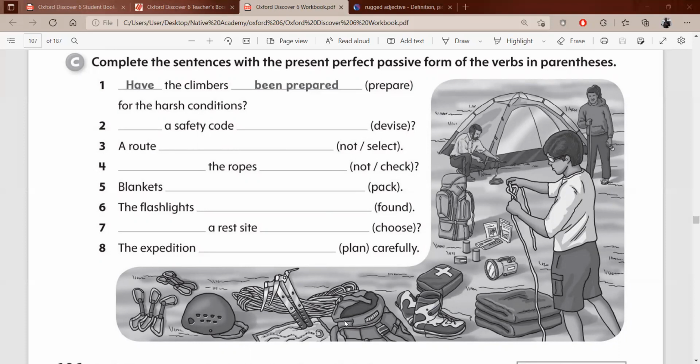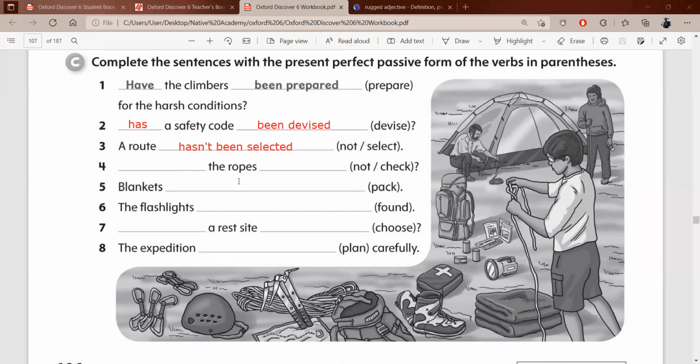Okay, wait a minute, please. Has a safety code been devised, like that? Yeah, of course. Number 3. A route hasn't been selected. Of course, a route hasn't been selected. Okay. Number 4.